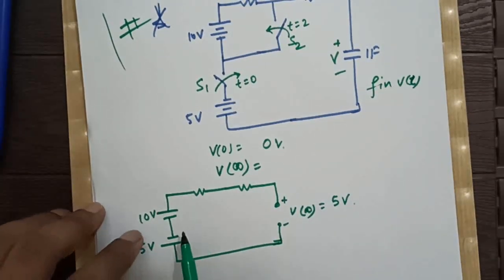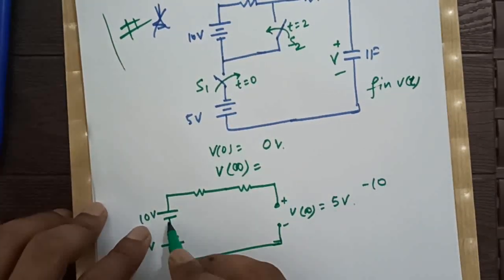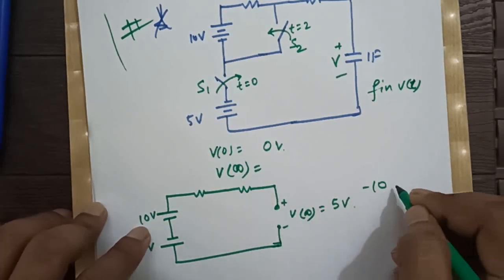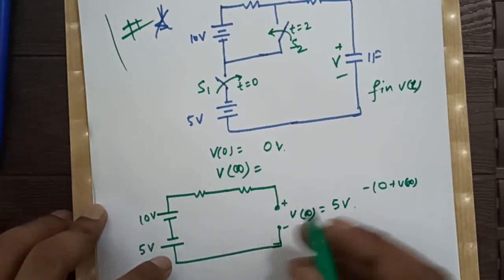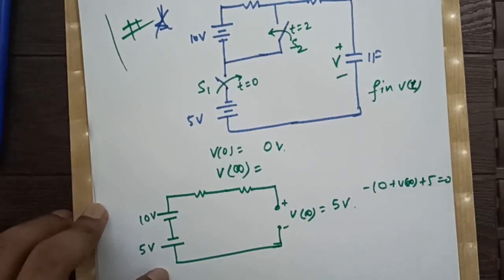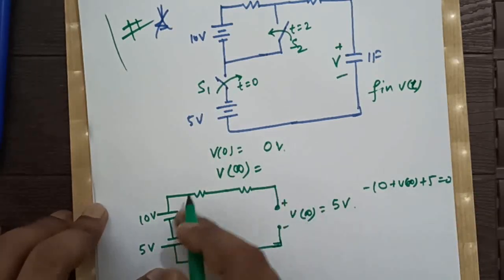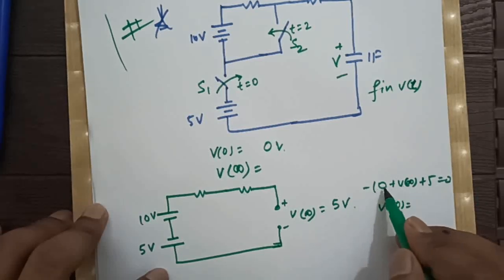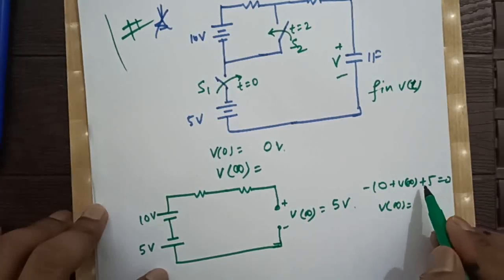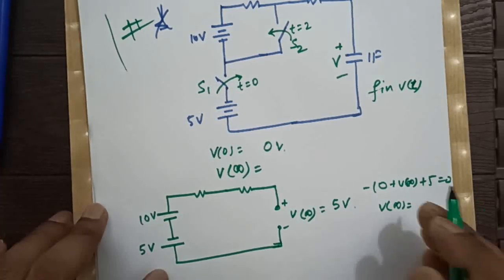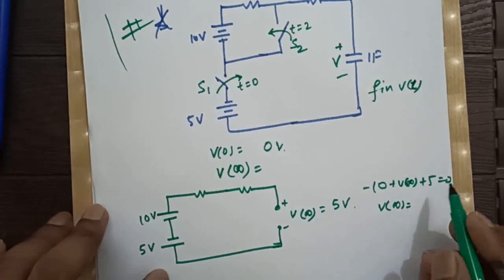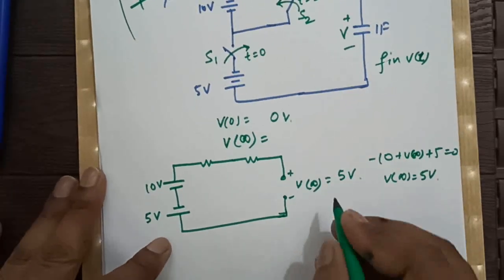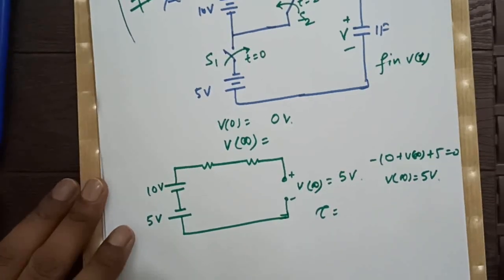Clear? Because minus 10, see here, minus 10, no current will flow at time t equal to infinity. Minus 10 plus V infinity plus 5 is equal to 0. I am writing nothing but a KVL. So from here V infinity will what? Minus 10 plus 5 will become minus 5, minus 5 after equating with V infinity will become 5 volt. So our V infinity is what? 5 volt. So, and the tau will become what?